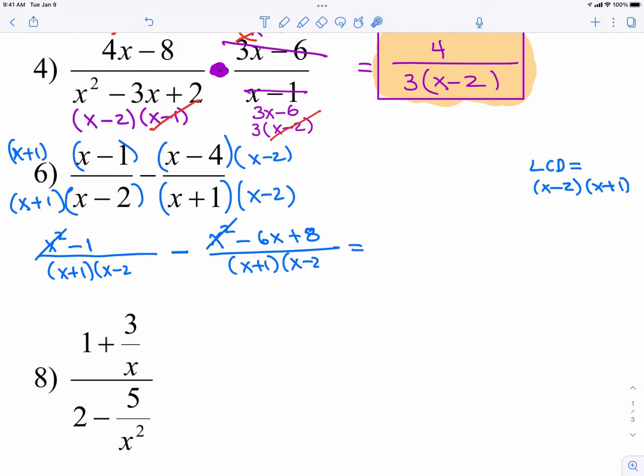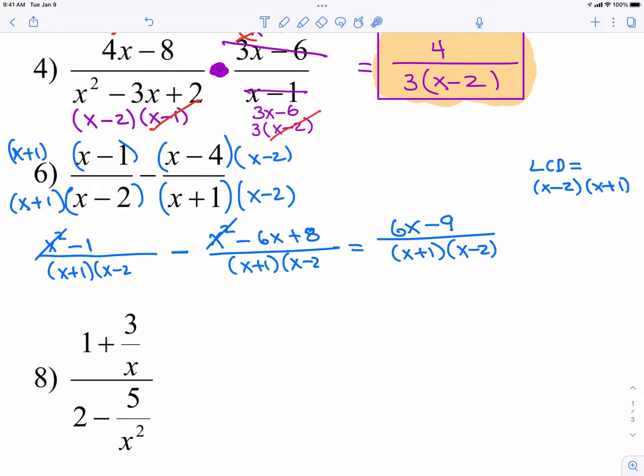You have a negative 1, and that's going to be minus an 8. So negative 1 minus 8 is going to be negative 9. You're also left with the negative 6x, but that actually turns into a positive, right? Because that's a double negative. So what you end up with on the top is positive 6x minus 9, and all of that will be over your common denominator of x plus 1 times x minus 2.